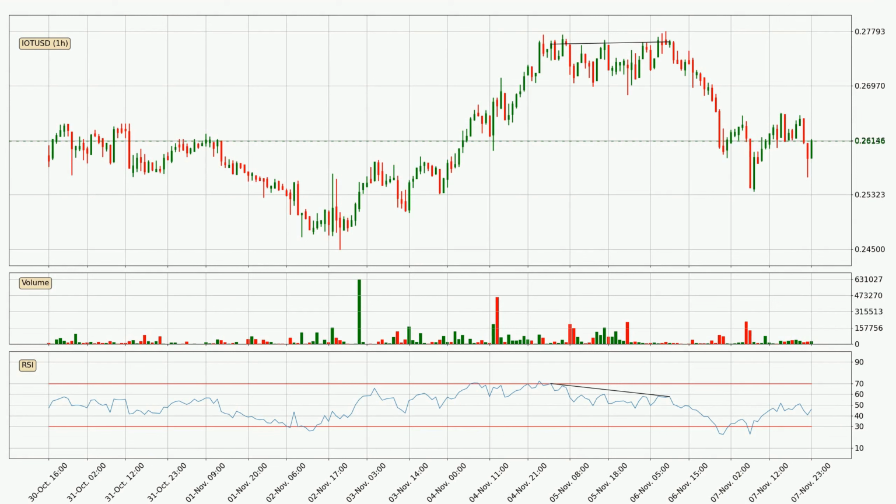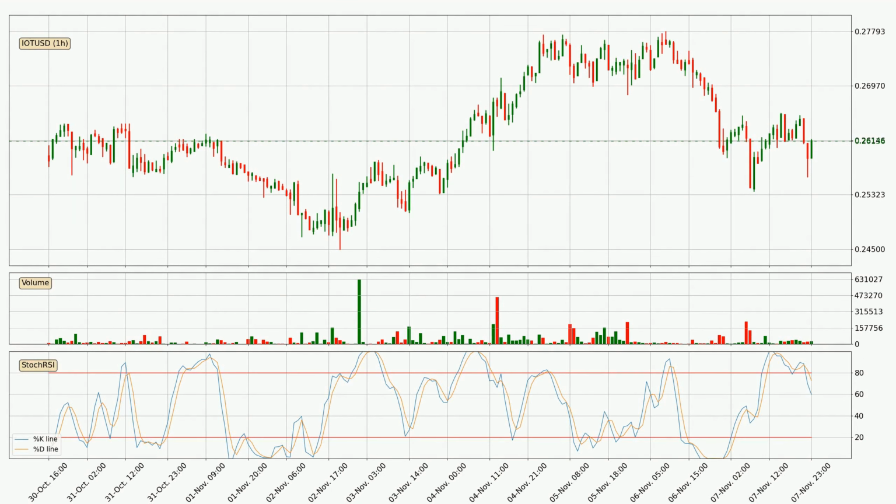On the lookout for divergences in the hourly time frame. Owing to the bearish divergence, the price has already gone down. Moving to the hourly stochastic RSI, the stochastic RSI currently shows no overbought or oversold conditions, but we can see that the trend is currently going down because the K line is below the D line.